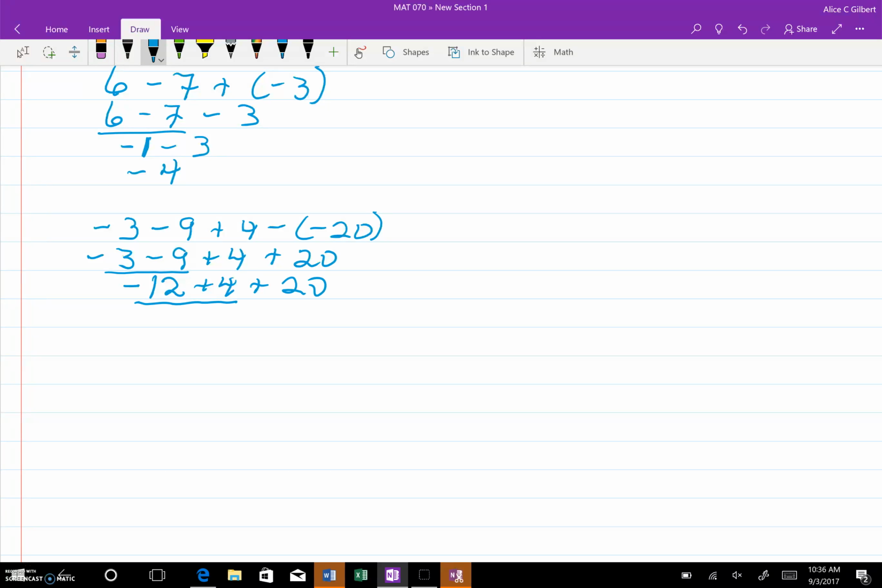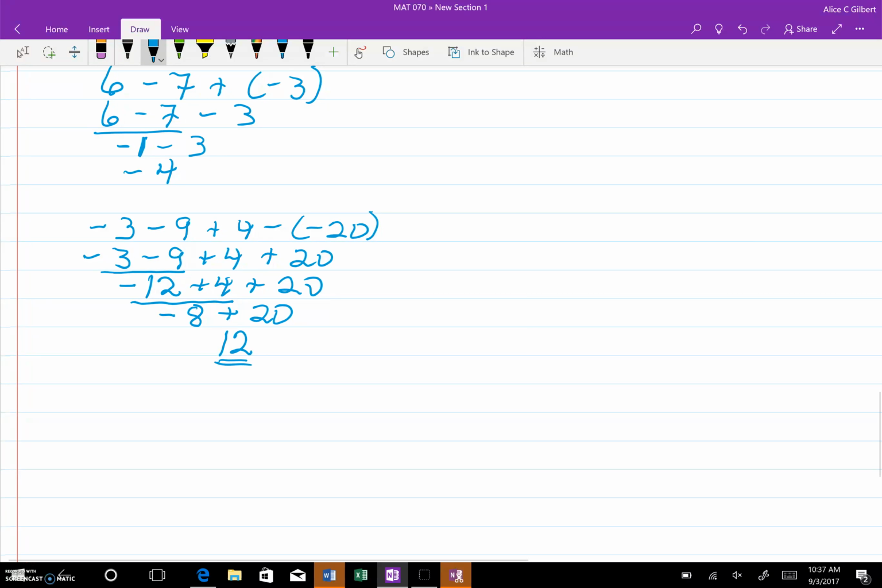Now I can work with these two numbers. This is an addition problem whose signs are different. So I subtract the small number from the big number, keep the sign of the big number, bring this down. Now this is an addition problem whose signs are different. So I subtract the small number from the big number and keep the sign of the big number. And this is my final answer. There you go.